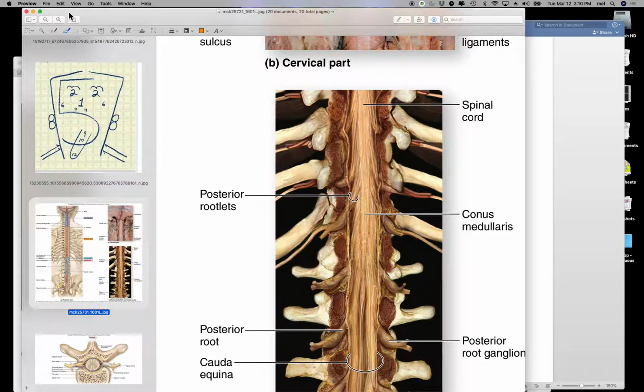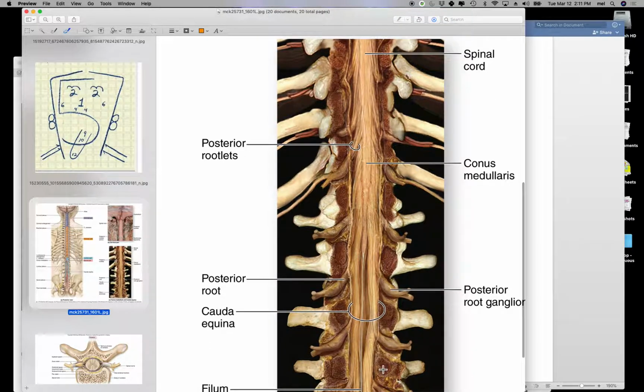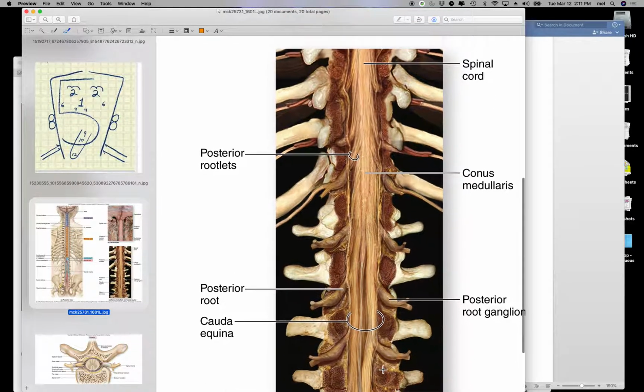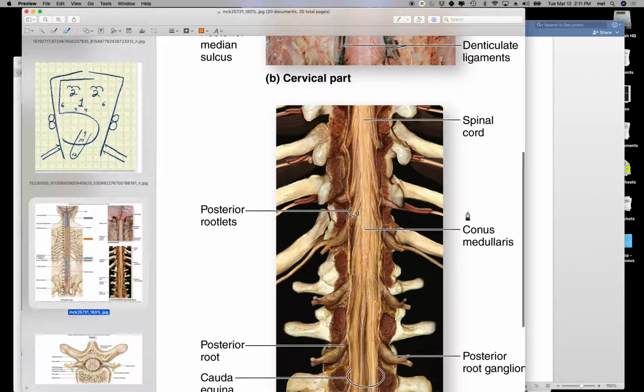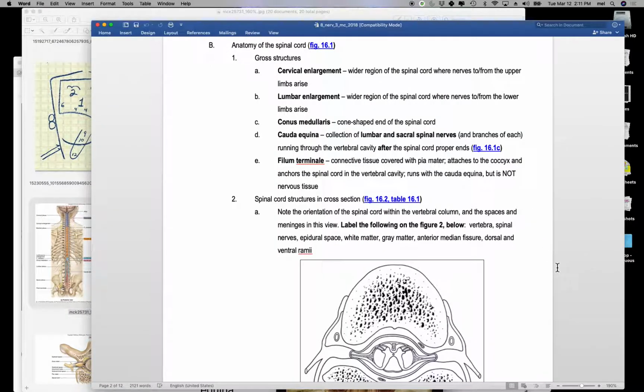And the tip of the cone ends about L1 or L2. That's when the spinal cord proper ends. Please note that the conus medullaris is completely surrounded by nerves, but it's not CNS, it's PNS, right? And also that the nerves continue after the spinal cord has ended, okay? So the conus medullaris is that cone-shaped end of the spinal cord proper.